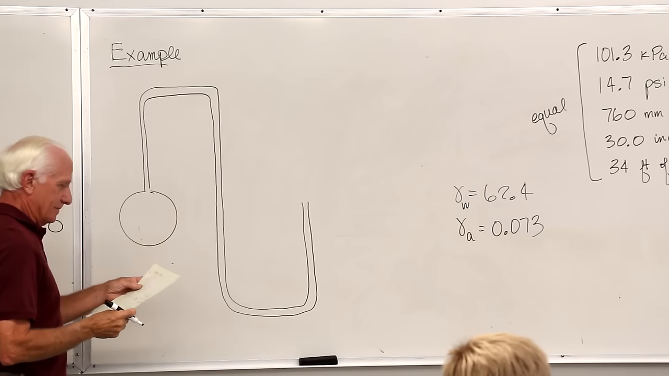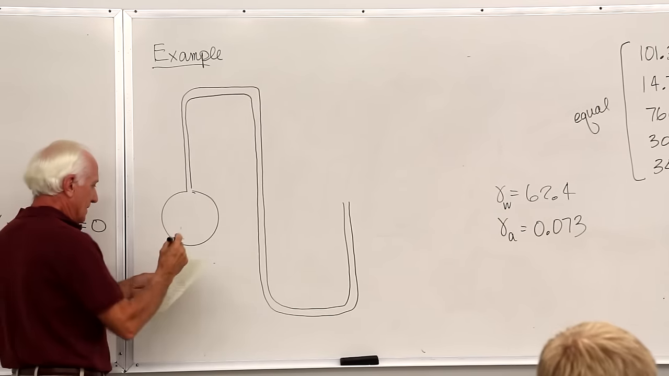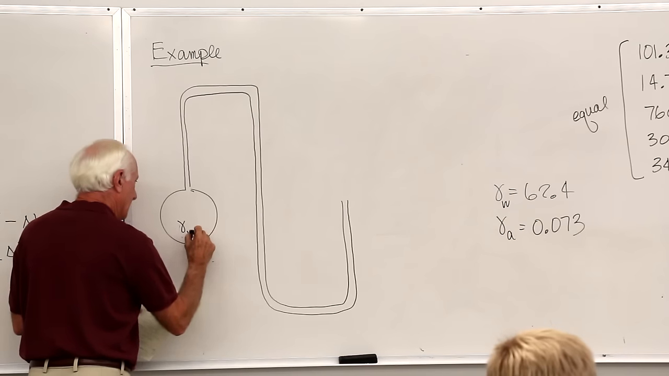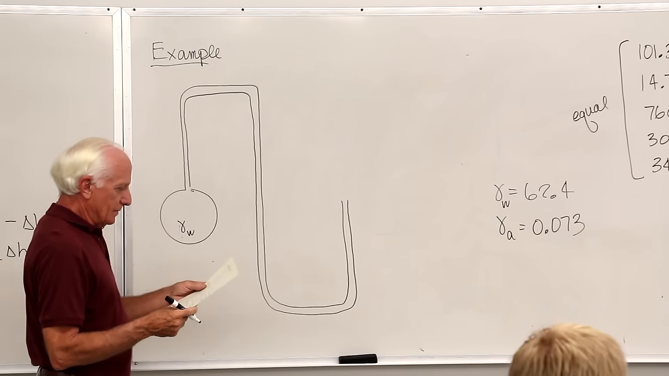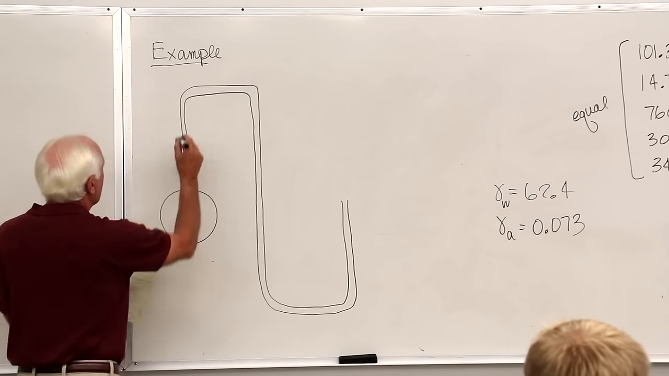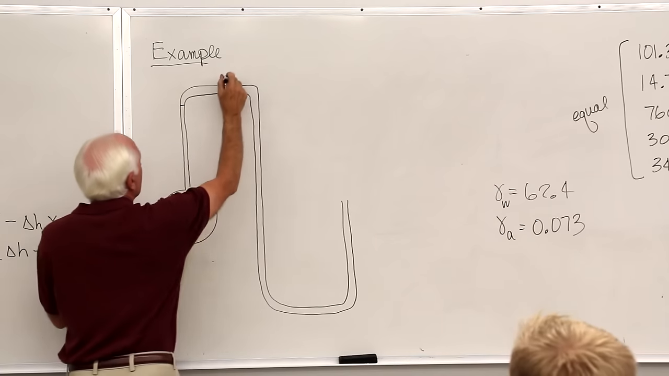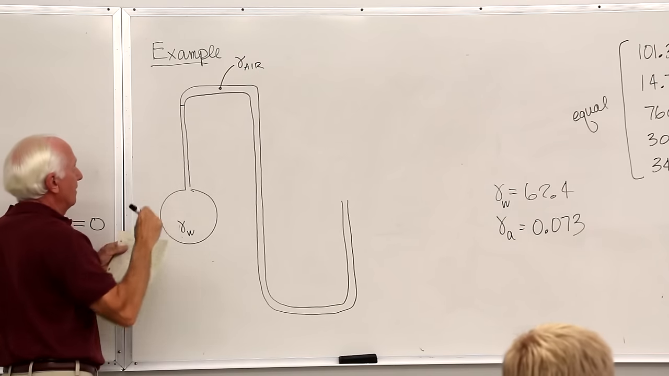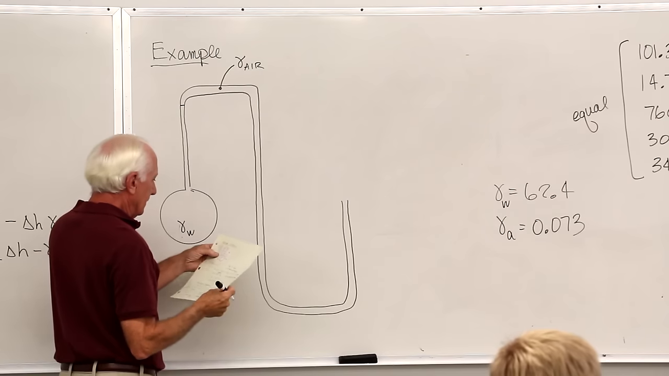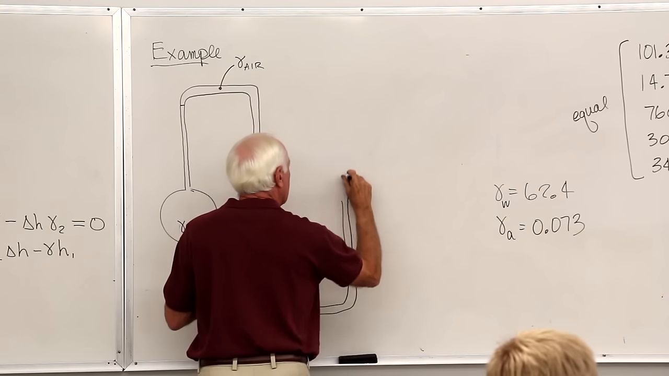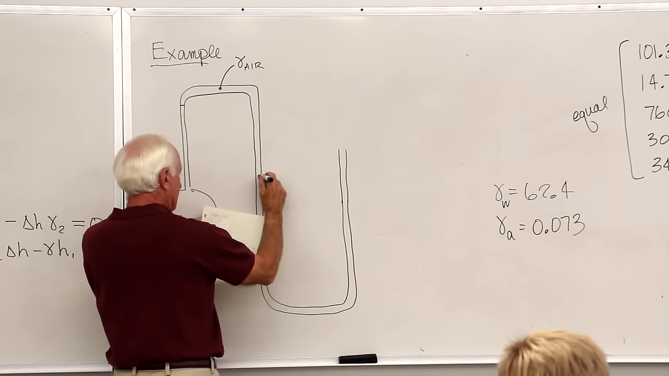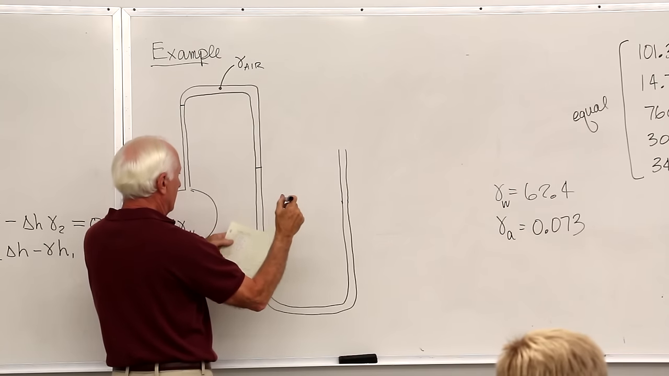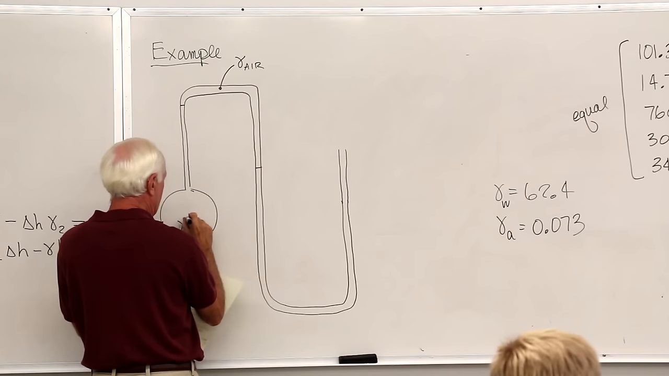Okay, let's just say it's a spherical containment vessel. It's containing water, so gamma of water. Let's put some dimension. Water goes up to here, and then air is in here. Gamma air, gamma water is up to that point. Then down to here, this has to be a little higher. I think these dimensions might not be too accurate, but that ends there, and then it goes down to here at the center line of this.